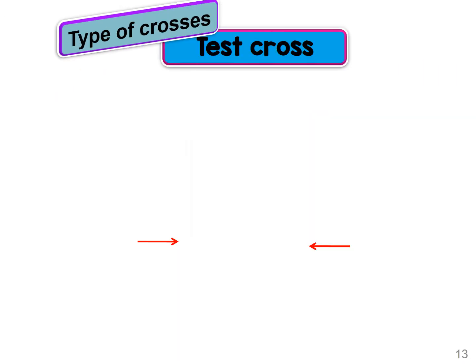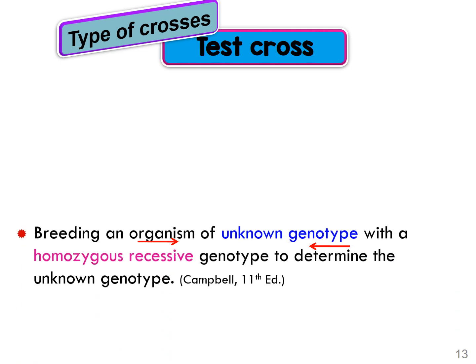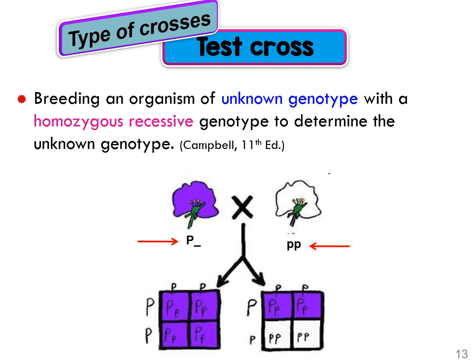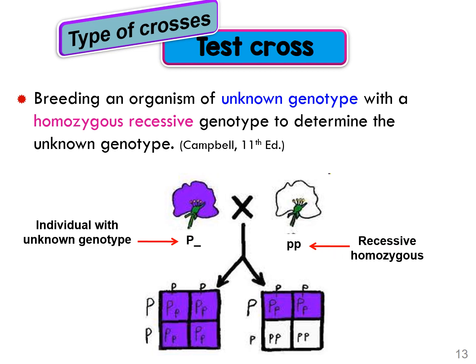The second cross that we will learn is the test cross. Test cross can be defined as breeding an organism of unknown genotype with a homozygous recessive genotype to determine the unknown genotype. So, if we do not know whether a plant has big P, big P, homozygous dominant, or big P, small p, heterozygous, we should cross it with a homozygous recessive, because it will produce a different ratio or different result in these crosses.